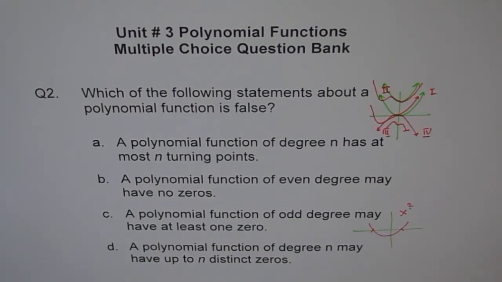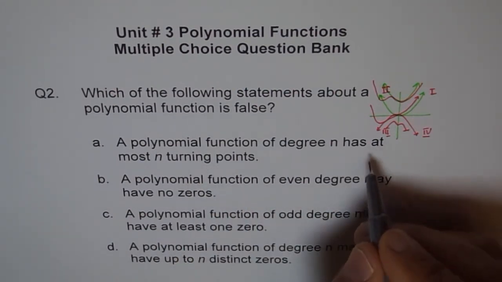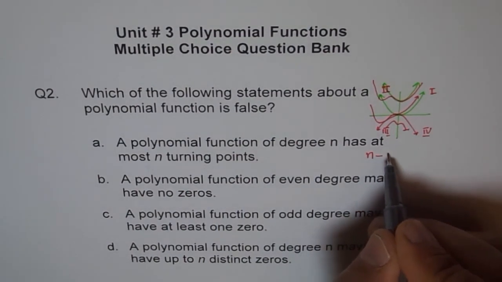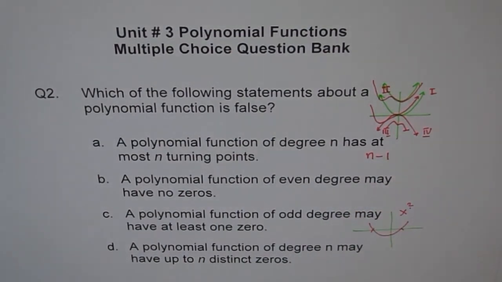So all of the statements are true except for statement number A, which is a polynomial function of degree n has at most n turning points. The maximum number of turning points can be n minus 1. Okay, remember that. I hope you learn from this. Thank you.